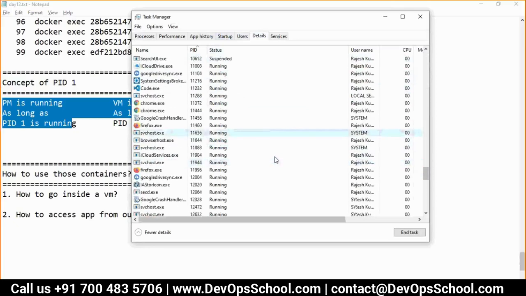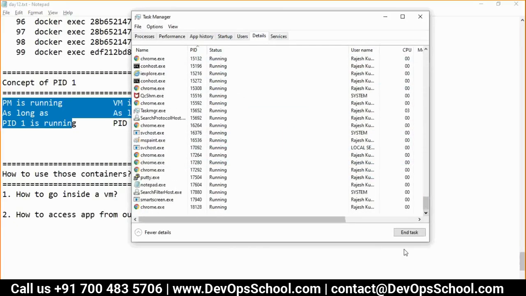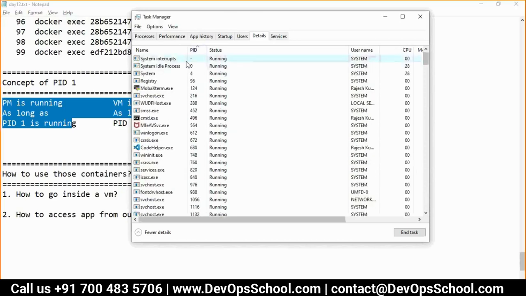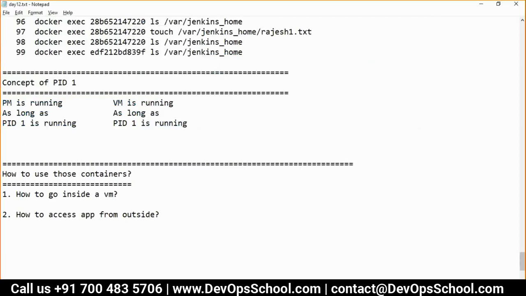It's Windows, right? So it will be a little bit different. In Linux, that is the concept. So hard code this statement in Linux: a physical machine is running as long as PID1 is running, a virtual machine is running as long as PID1 is running, thus a container is running as long as PID1 is running.